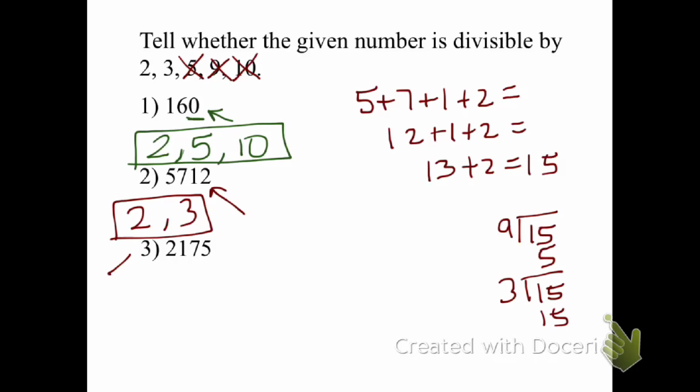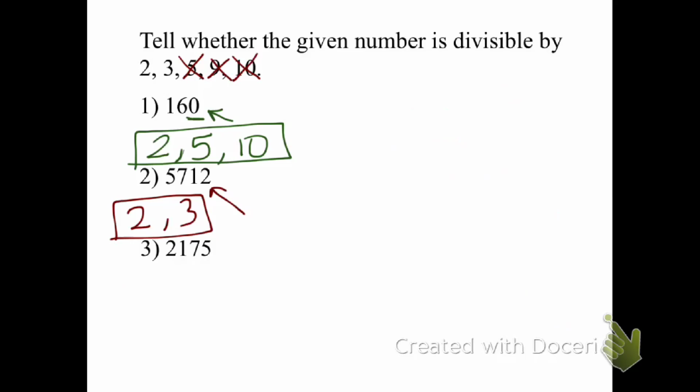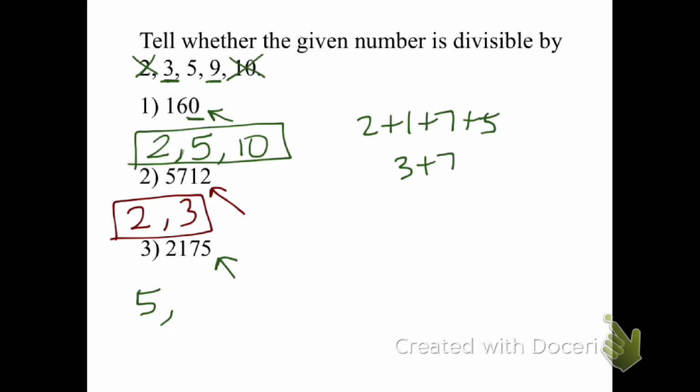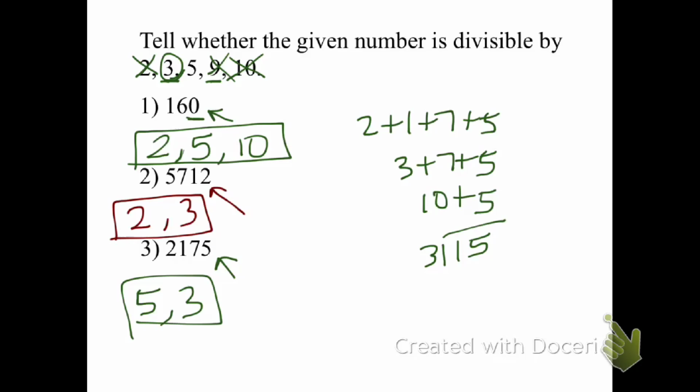Now, let's go and try to solve number 3. So taking a look at number 3, first off, we should notice it ends in a 5. Whoops, let me erase all that other work too. So 5 has to be part of my answers. It's not an even number, so 2's out of it. It doesn't end in 0, so 10's out of it. So let's check and see if it's divisible by 3 or 9. So 2 plus 1 plus 7 plus 5, 3 plus 7 plus 5, 10 plus 5. I get 15 again. So I know 9 can't work, but I know 3 will. Why? Because I can divide 3 into 15, so 5 and 3 should be your answer.